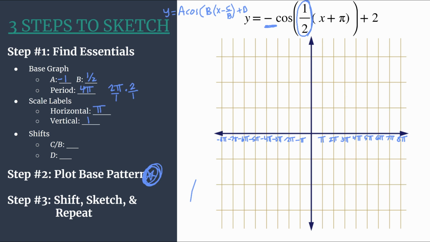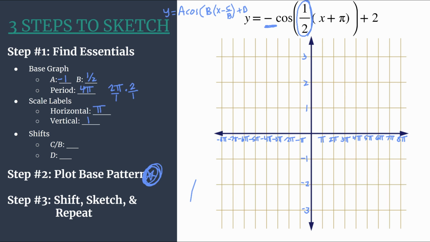And now we can do the vertical, also counting by 1s. Not quite the same, but the same kind of idea. So we have our axes labeled. Now we can identify our shifts and then we'll be ready to start graphing.